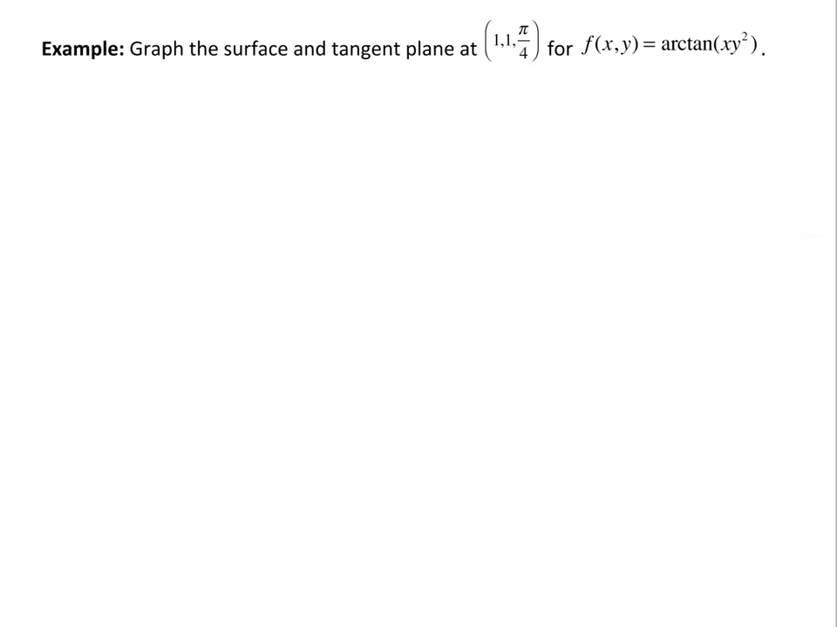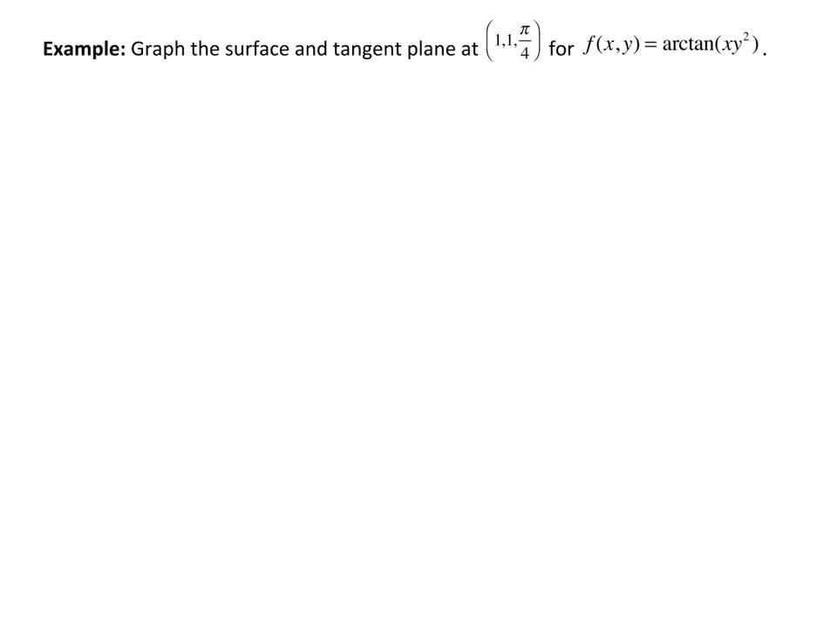Let's take a look at another example here. Let's graph the surface and the tangent plane at the point (1, 1, pi over 4) for f of x, y equals arctan of xy squared.